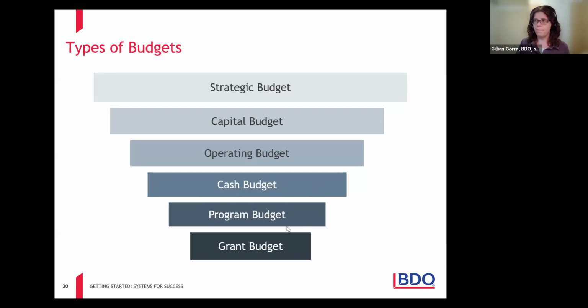A program budget is a smaller portion of our operating budget. And I'm going to show you a graphic on this because I think this is really important. We do like to see budgets built on a program basis, on a functional basis, and I'll get into that. And then a grant budget is an even smaller portion of a program budget, because it's highly likely you're going to be having multiple funders who are supporting the same program. So we might have multiple grant budgets feeding into our program budgets.